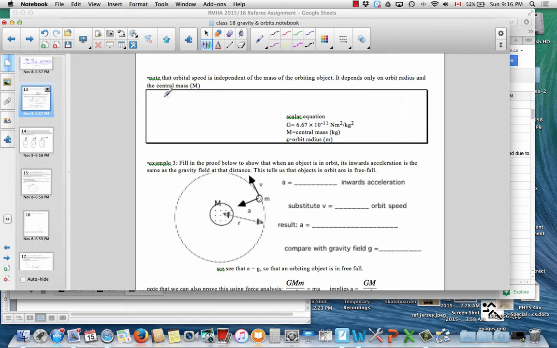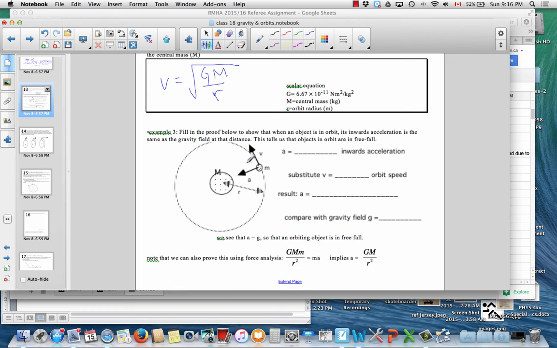Now, that orbit speed is an interesting result, and it's worth writing down. It depends on big M. Interestingly enough, it doesn't depend on little m. So a speck of dust is going at the same speed as a space shuttle at that elevation if they're in orbit.